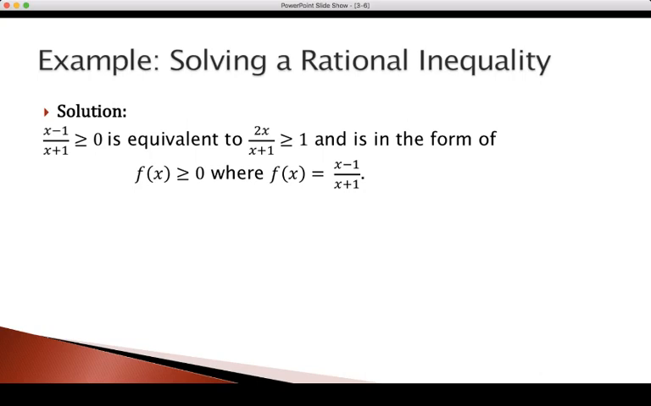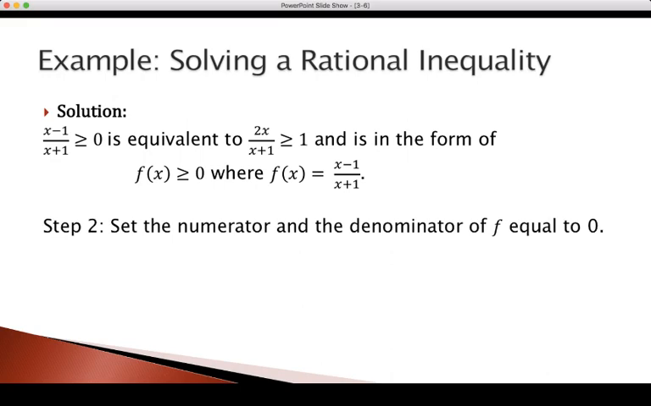Based on the algebra we just did, we have shown that x minus 1 over x plus 1 being greater than or equal to 0 is equivalent to the problem of 2x divided by x plus 1 being greater than or equal to 1. And it is in the form f of x greater than or equal to 0. This is important. We need these two inequalities to be equivalent. If they're not equivalent, then it doesn't make much sense to be solving this new inequality that we have come up with.